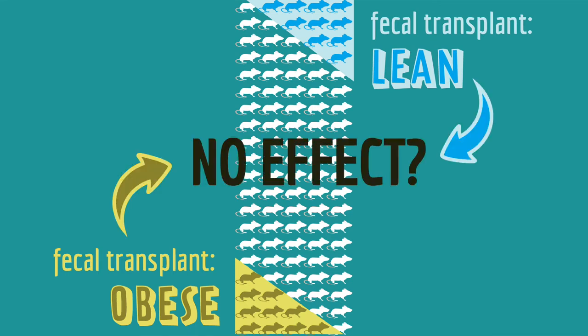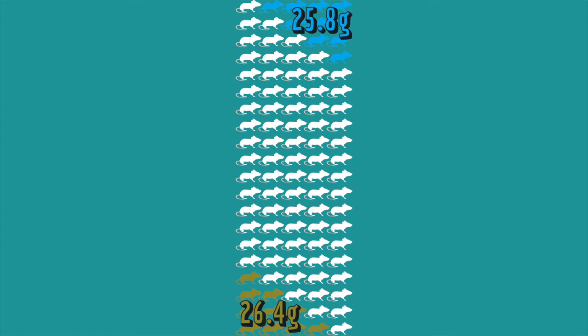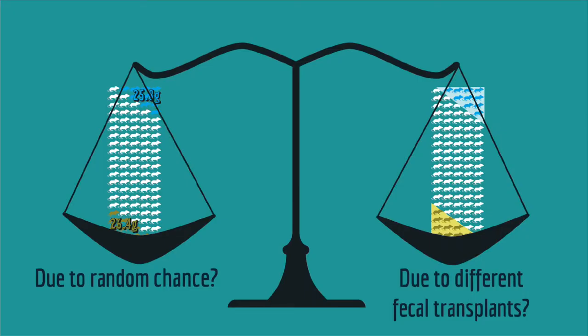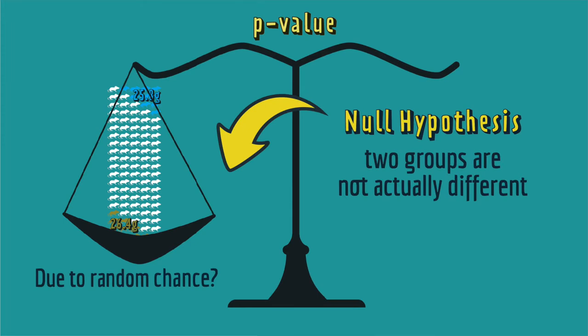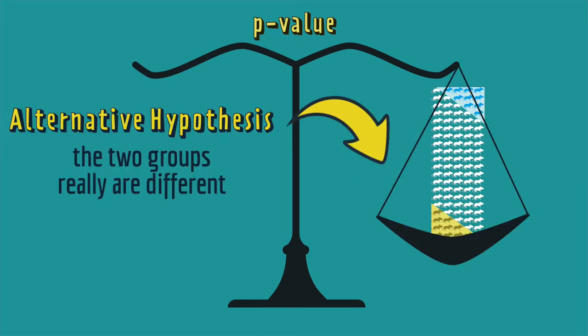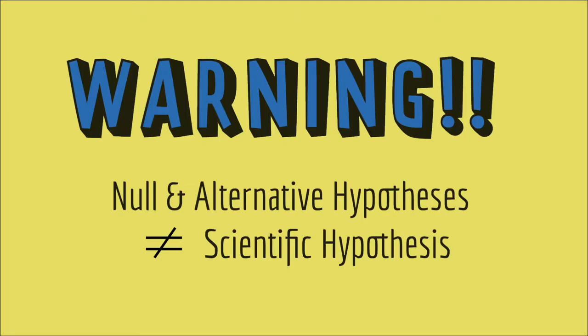We know that if you take two different groups and weigh them, you'll get slightly different averages, right? So how do we decide whether this difference in weights is due to random chance or due to different fecal transplants? The p-value helps us decide between these two. In statistics, these two possibilities have names. The null hypothesis is that the two groups are actually the same, but you see a difference in your measurement just because of random chance. The alternative hypothesis is that the difference in weight is not due to random chance, but rather due to some real difference in the characteristics of the two groups, like which fecal transplant the mice got.